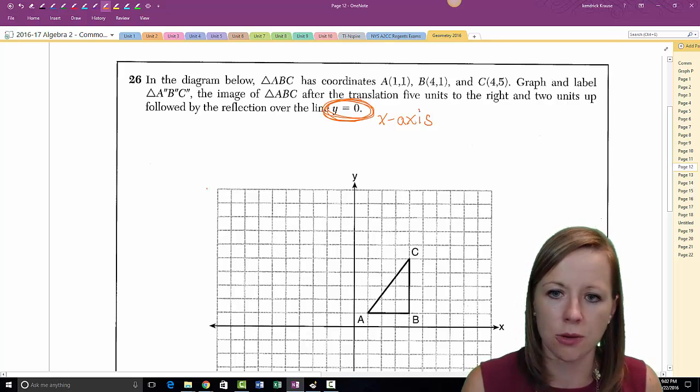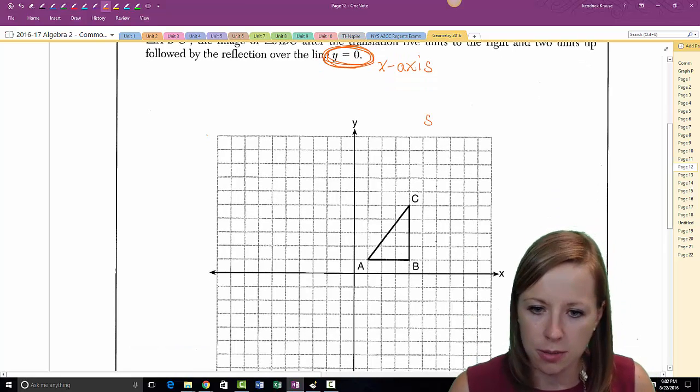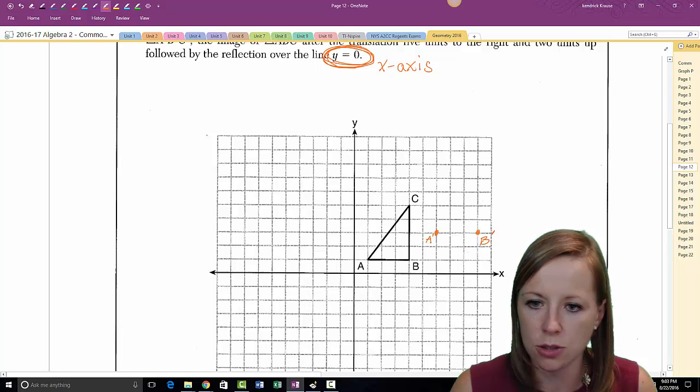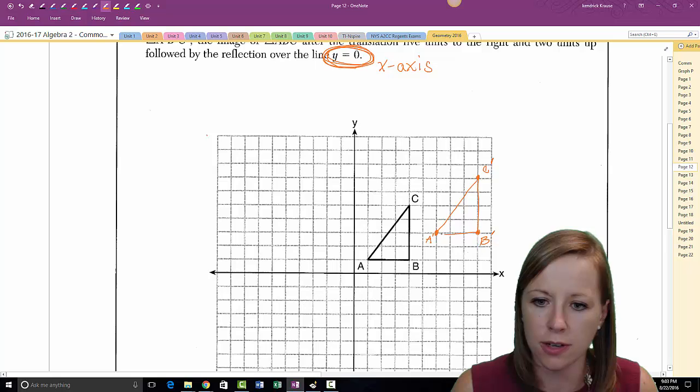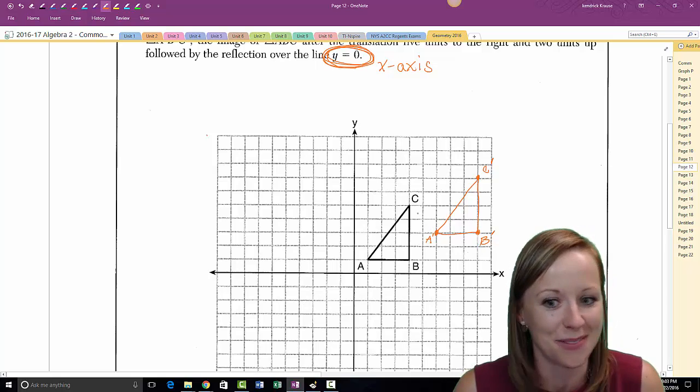So the first thing I'm going to do is translate 5 units to the right and 2 units up. So I'm going to start with A. 1, 2, 3, 4, 5, up 2. There's A prime. B, 1, 2, 3, 4, 5, 1, 2, B prime, and C, 1, 2, 3, 4, 5, 1, 2, C prime, to the best of my ability. Now you had a straight edge, so yours should be perfect looking. I do not, so sorry about that.